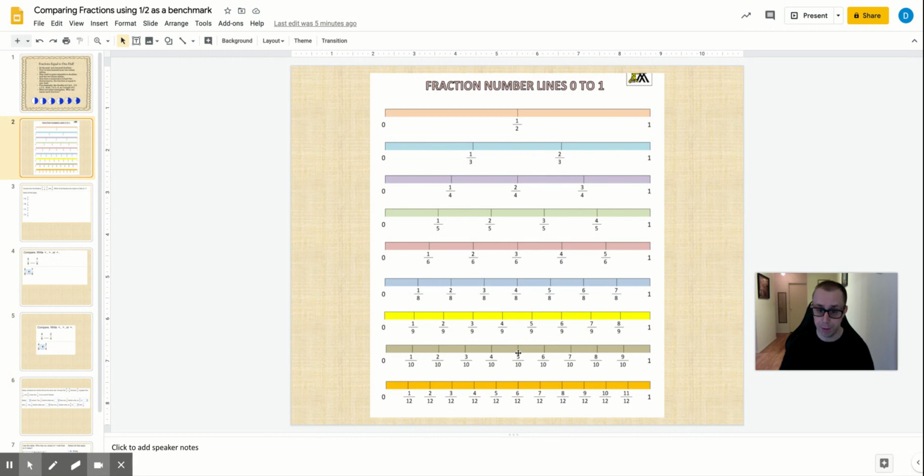Going to 5/10 again. Anything less than 5/10, 4/10, 3/10, 2/10, and 1/10, is less than anything equal to 1/2: 4/8, 3/6, 2/4, and 1/2. And the same for 6/12.